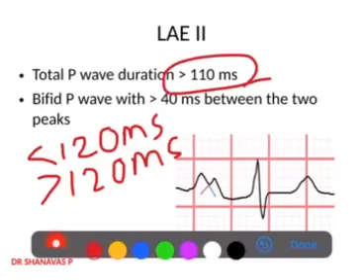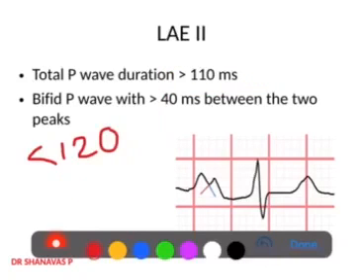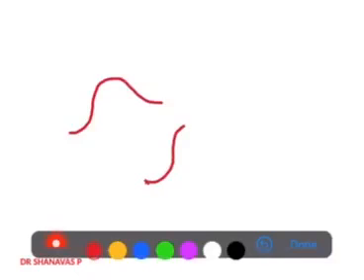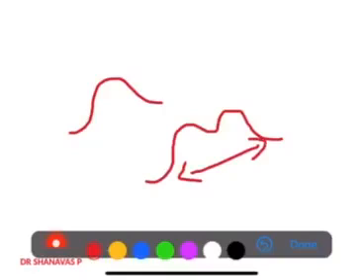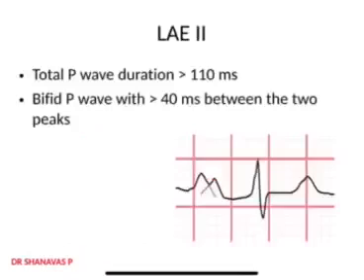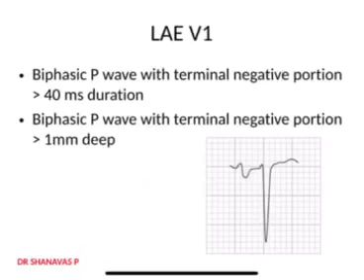In some cases, a bifid P wave can be seen. Normally we see a P wave like this, but in some cases of left atrial enlargement, you can see there will be a notch, that is a bifid P wave. So either this length being more than 120 milliseconds is considered left atrial enlargement, or the distance between this hump, if the duration is more than 40 milliseconds, it is also considered left atrial enlargement. Clear? So that is how we look at left atrial enlargement in lead 2.